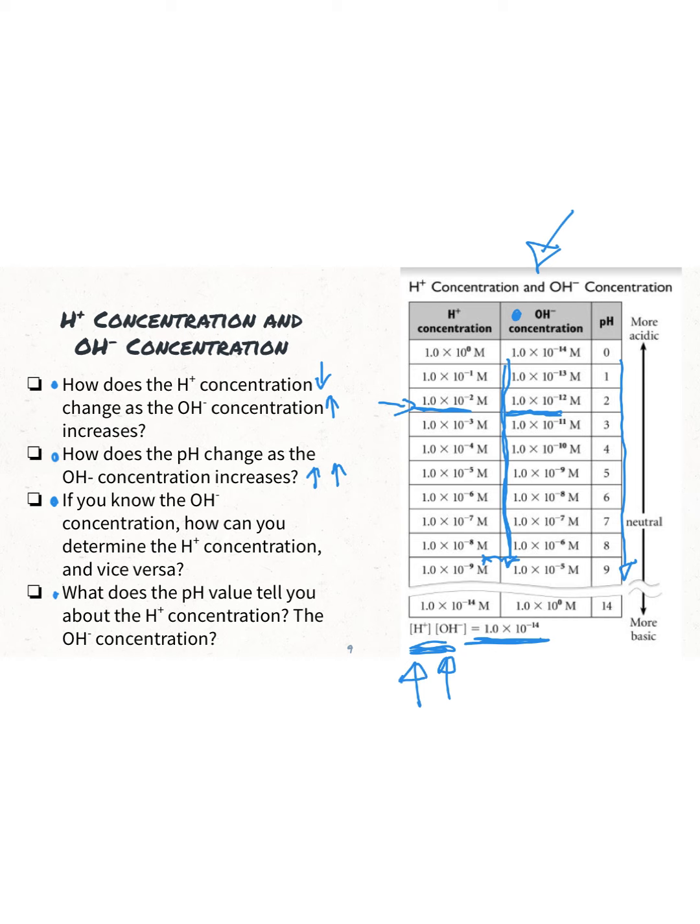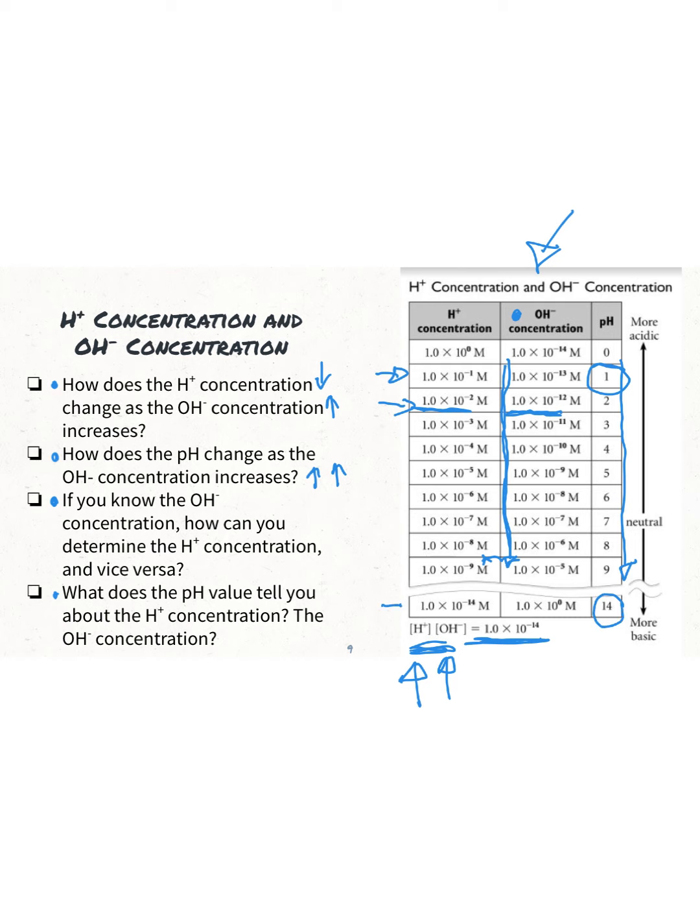All right, so what does the pH value tell you about the H plus concentration? And what about the hydroxide concentration? What I hope we just saw together is that as the pH decreases, so here's a really small pH right here, as it decreases, our H plus over here increased.